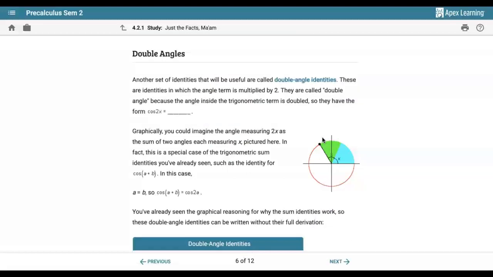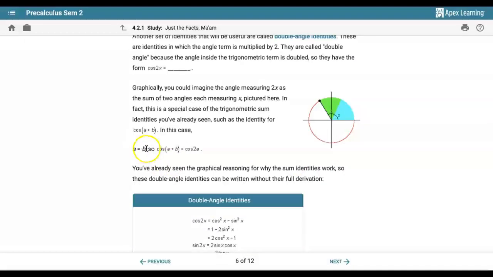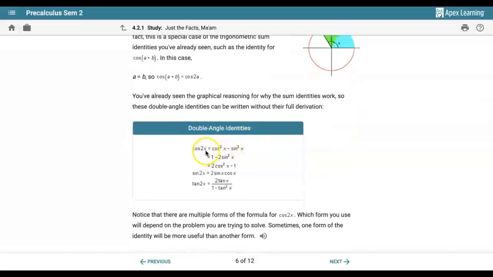Then we can deal with something called double angles. It's doubled because it's multiplied by 2. So if we had this angle x and we just multiplied it by 2, it's a double angle identity. It's like saying A is equal to B, so this is just saying cosine of 2A. If we look at cosine of 2A or 2x, we use the identities that we know, and this is what we are left with: 2 cosine squared x minus 1.